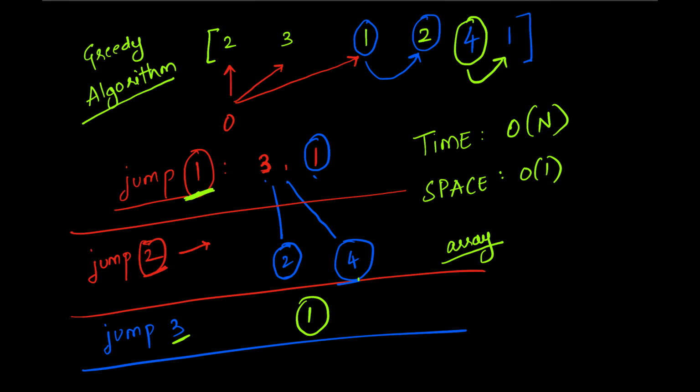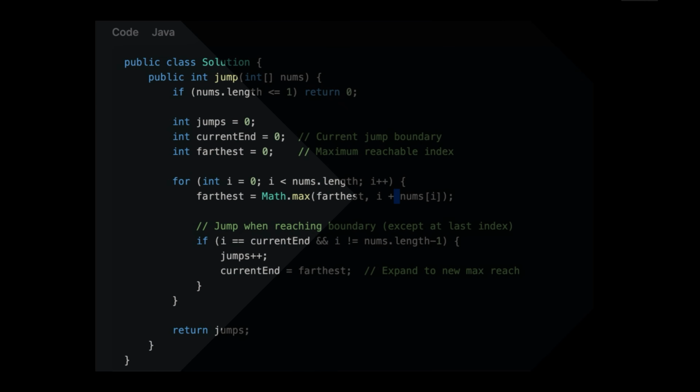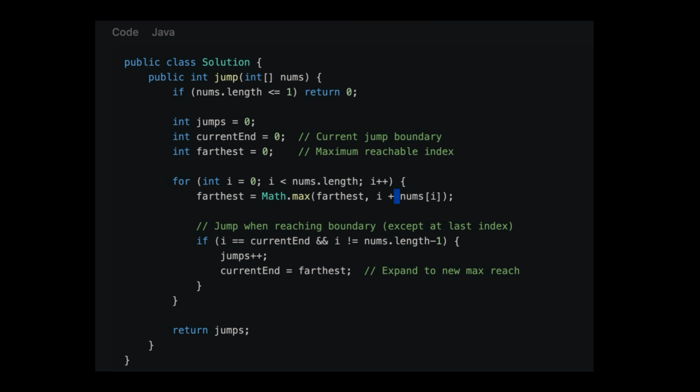Let me show you how we can implement this using Java. Here's the solution in Java. In the main method, I have added a basic validation to make sure that the length of the input array is always greater than 1. After that, I have initialized 3 variables. The first is to record the total number of jumps needed, the current end, which will be the boundary of the current jump, and the index where we land with the current jump.